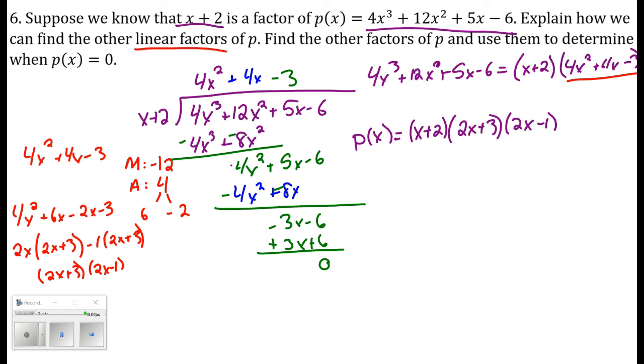This is a huge idea in this course: I can take a polynomial, I can divide it by one of its factors to rewrite it in factored form, and then I can keep factoring it from there.